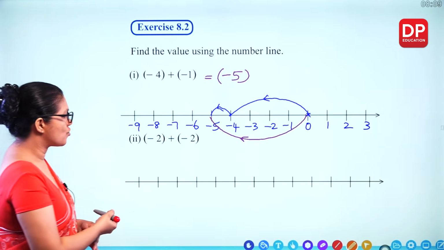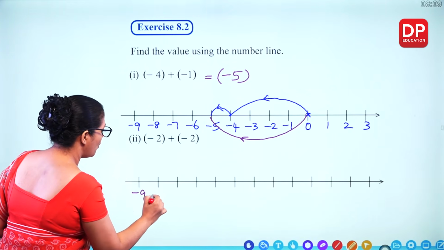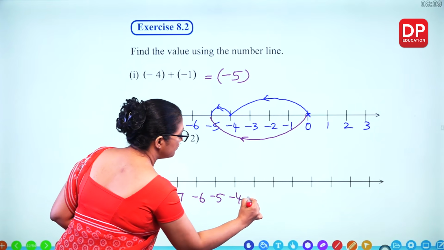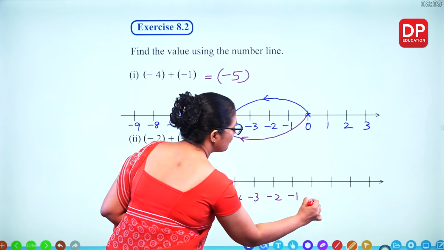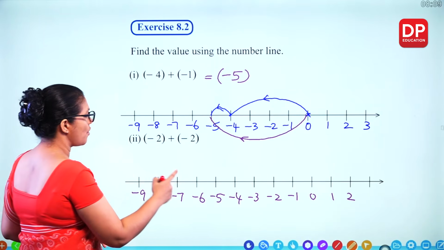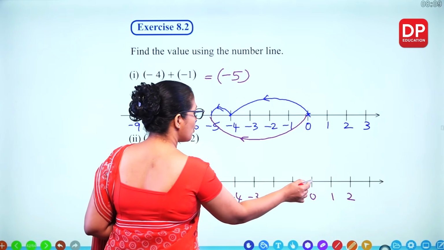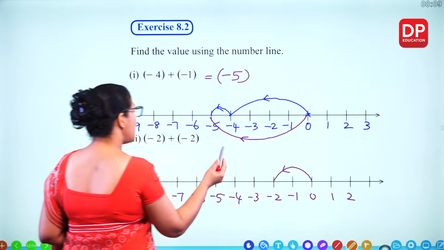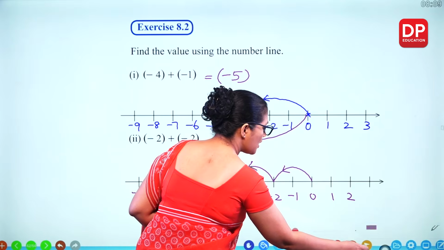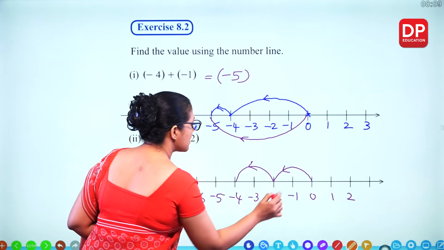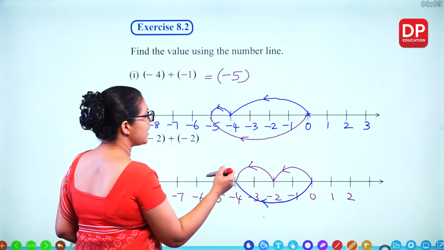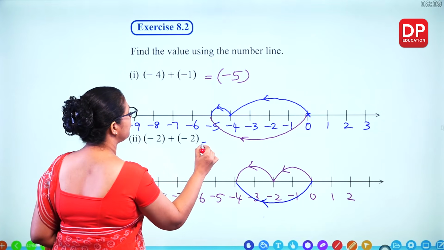Minus 2 and minus 2. First mark the number line and starting from the initial point. Minus 2, 2 squares to the left. Another 2 squares to the left. So what's the final position? That's 0 to minus 4. So minus 4 is the answer.